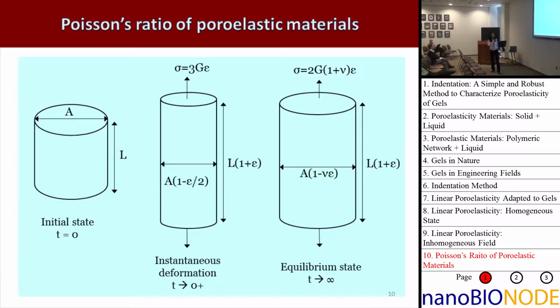Then you hold your displacement there and wait until the solvent migration reaches equilibrium. Then you measure how much contraction you get in the other direction. This is the Poisson's ratio for poroelastic material. If you like, you can view it as the equilibrium Poisson's ratio. But actually, the material is just fully characterized by shear modulus and this equilibrium Poisson's ratio. And the time-dependent behavior depends on geometry.